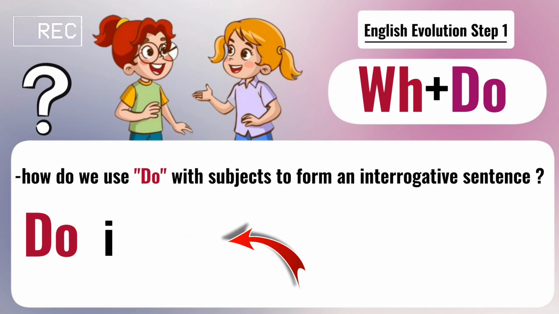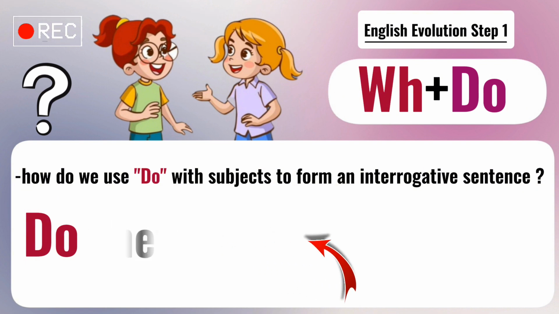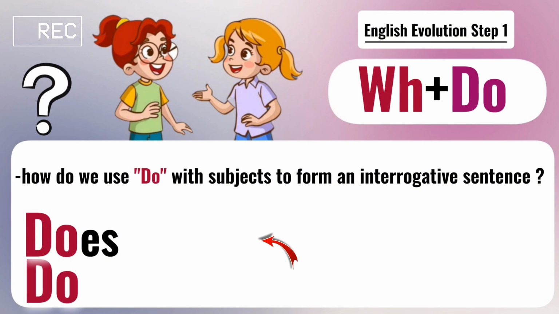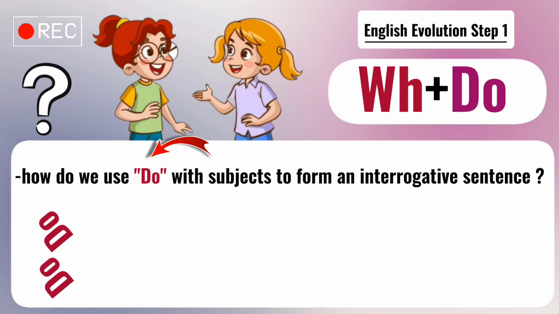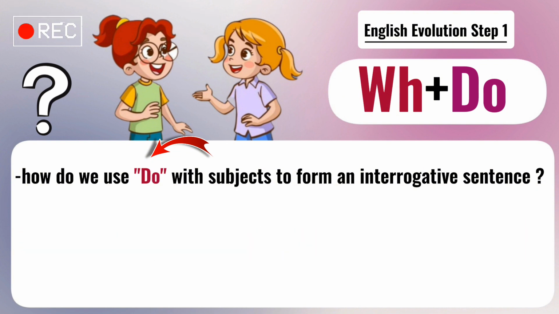I, we, you, they. But we add es to do plus he, she, it. So, do or does plus subject plus base verb. Thank you for this clarification. Can you give me some examples?